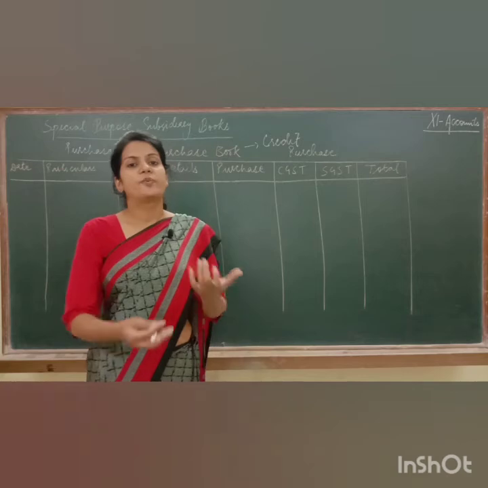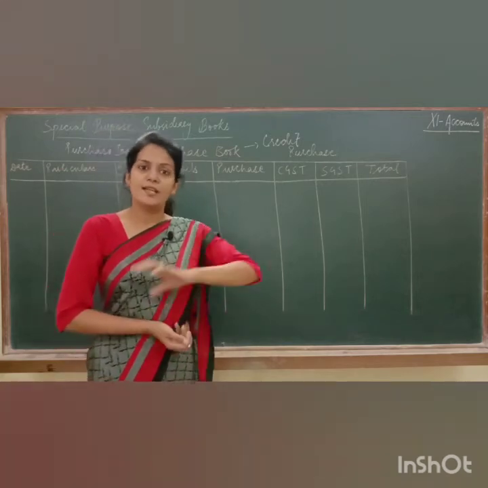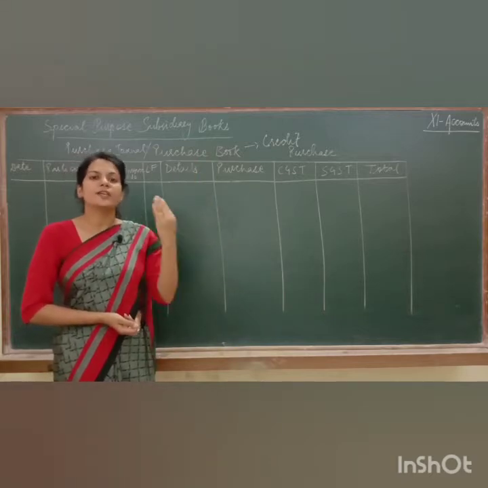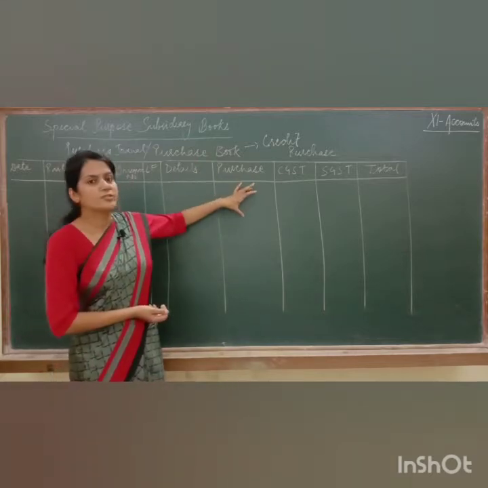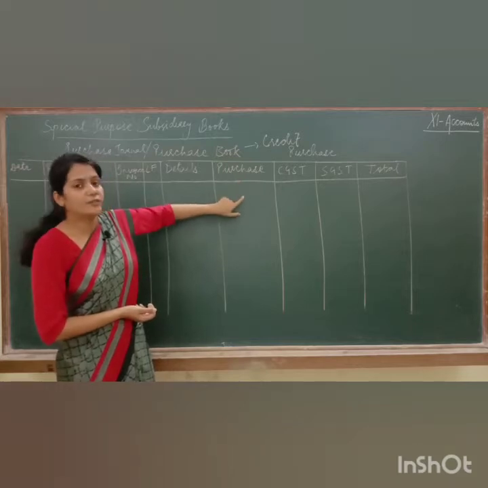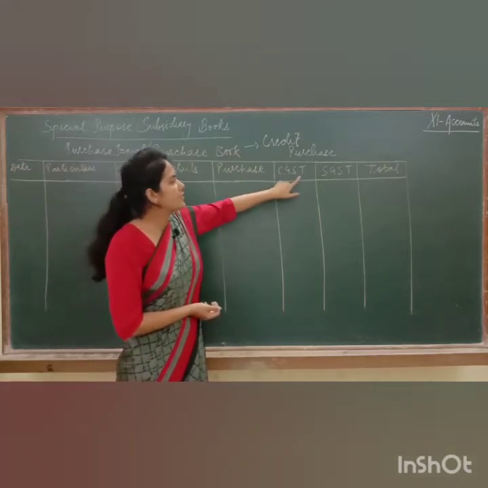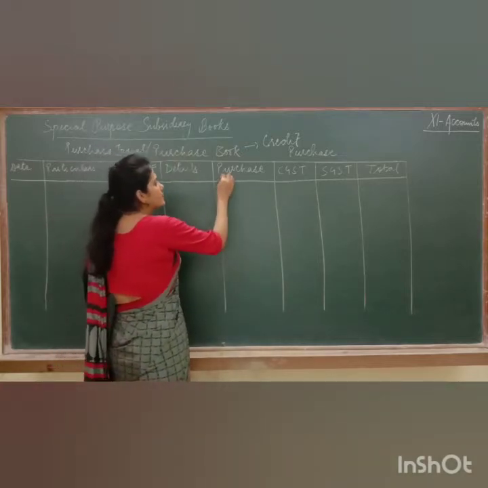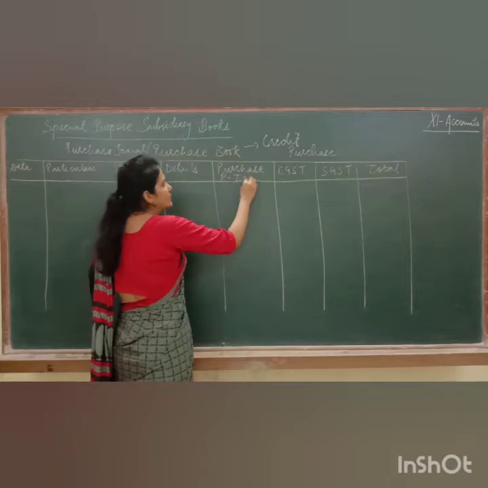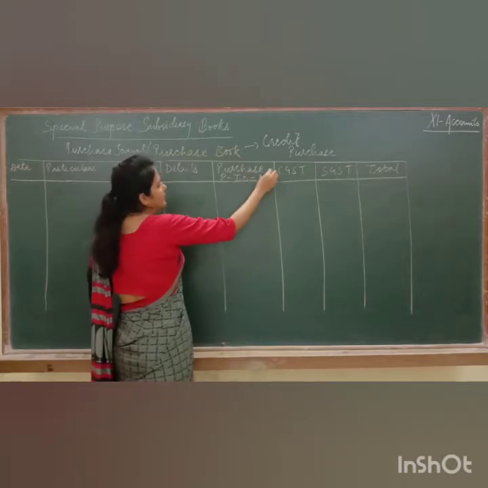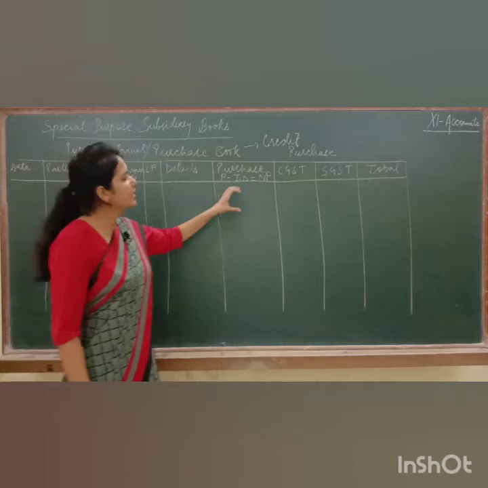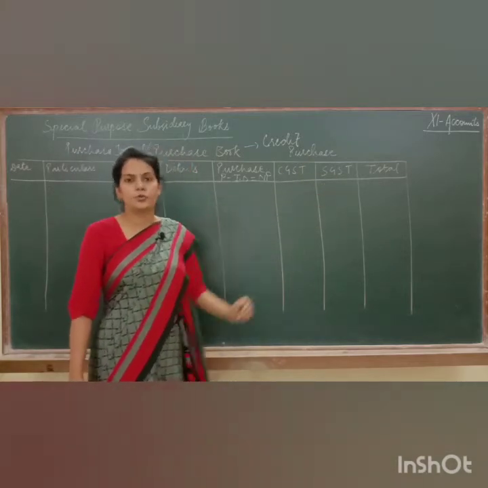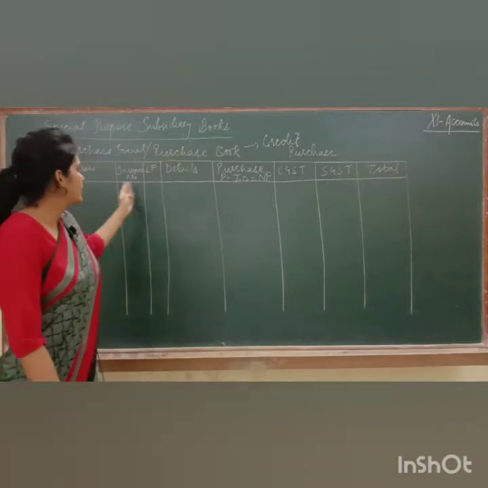If I say that I have purchased goods worth rupees 50,000 less 10% trade discount, then 50,000 minus 5,000 is 45,000. So my actual amount is 45,000, and on this 45,000 only I will be charging CGST or SGST. So here I have to write the amount, that is purchase less trade discount, and we call it net purchases. Then whatever CGST, SGST is there, we write here and then total it. So I hope the columns are clear to you.